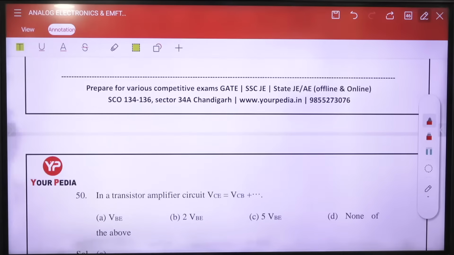The transistor amplifier circuit has VCE equals VCB plus what?